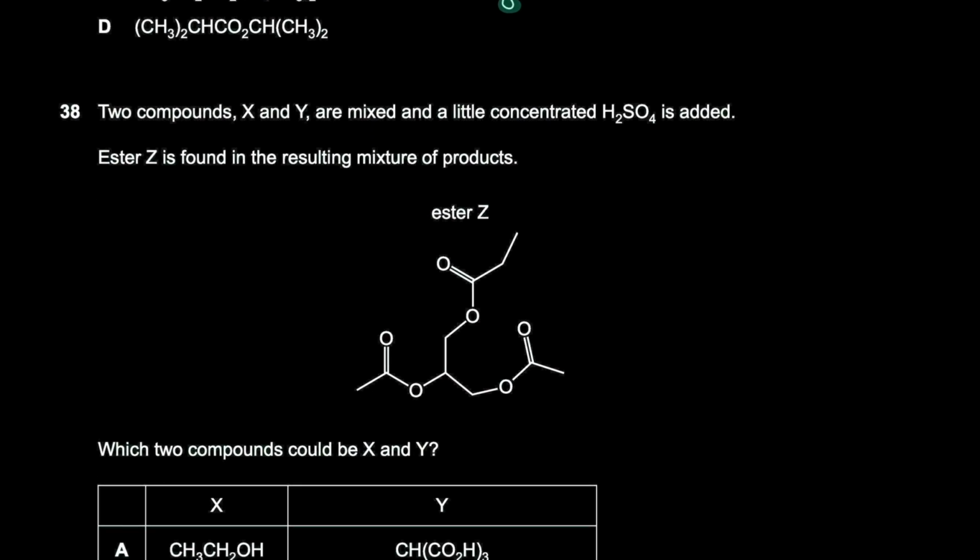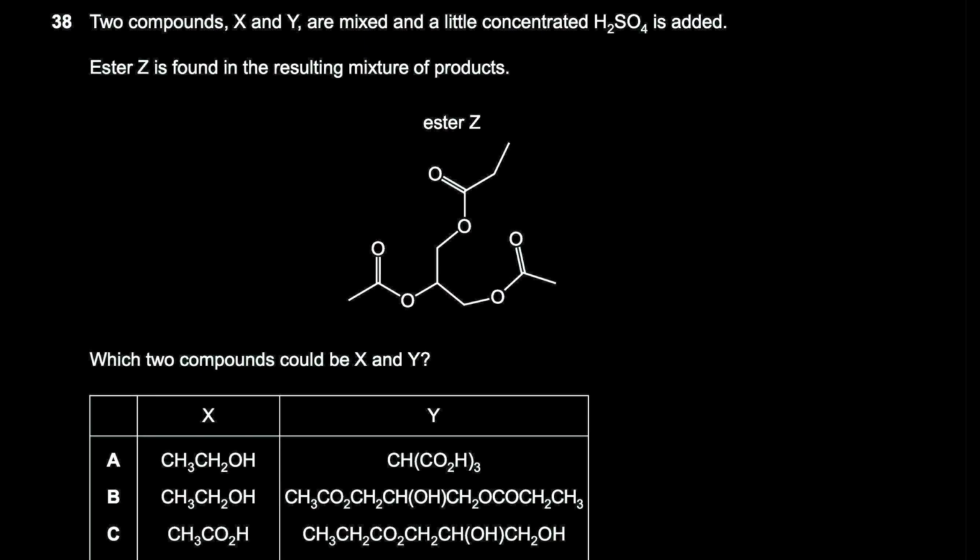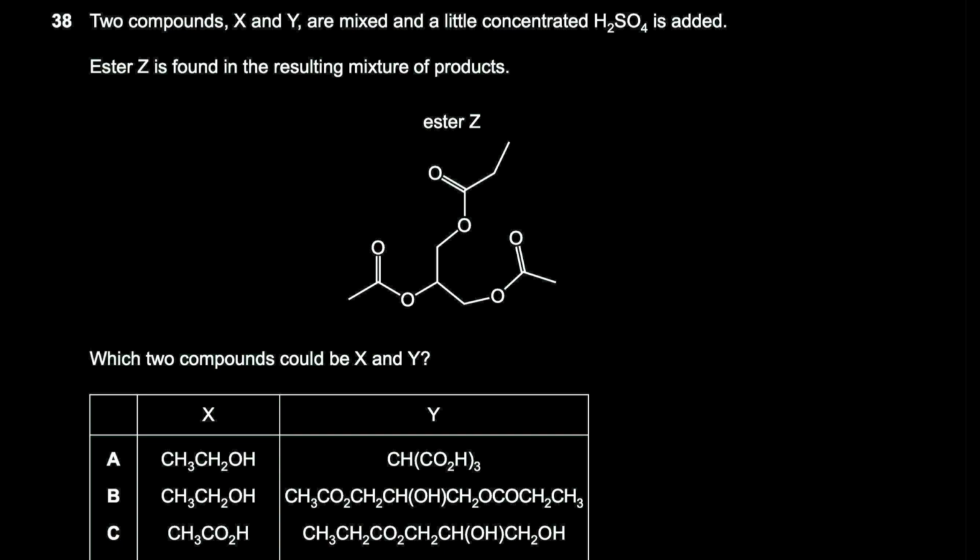2 compounds X and Y are mixed and a little concentrated sulfuric acid is added. Okay, a little concentrated sulfuric acid. This is a hint that the sulfuric acid is being used as a catalyst. Ester Z is found in the resulting mixture of products. Which two compounds could be X and Y?